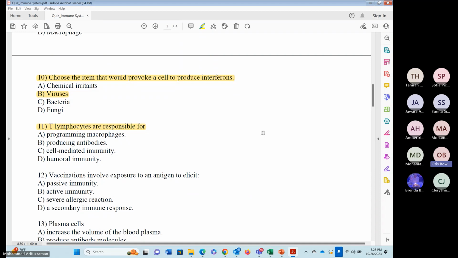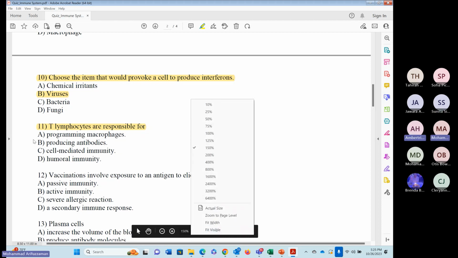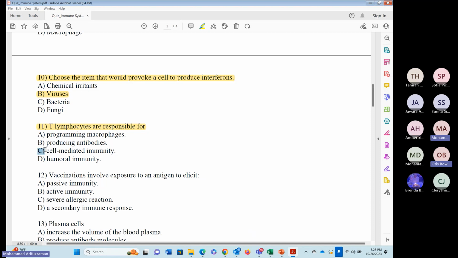The T lymphocytes are responsible for? Producing immunity. No, you can see the options. Is it B, produce antibodies? No, the producing of antibodies is by the plasma cells, that is the B cells. So is it cell mediated? C, yes, correct. C, cell-mediated immunity.